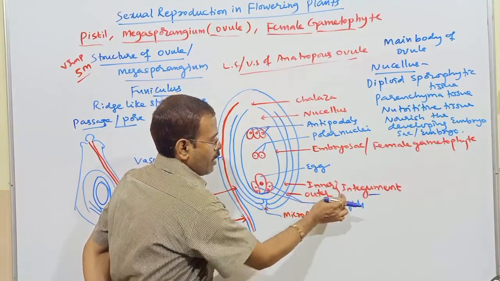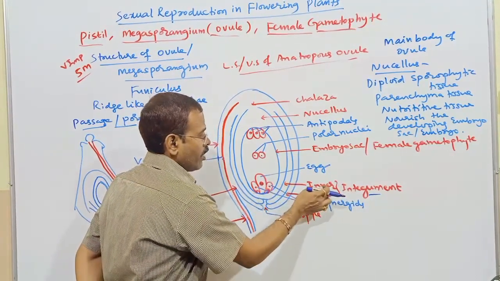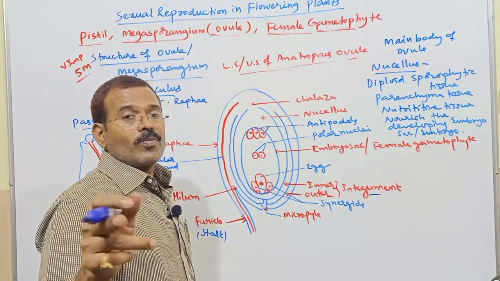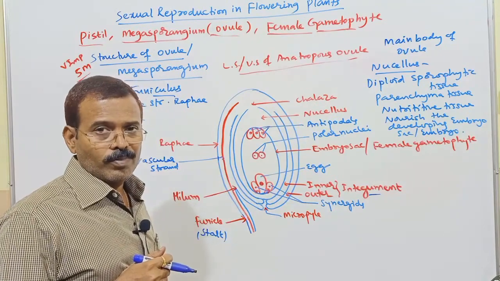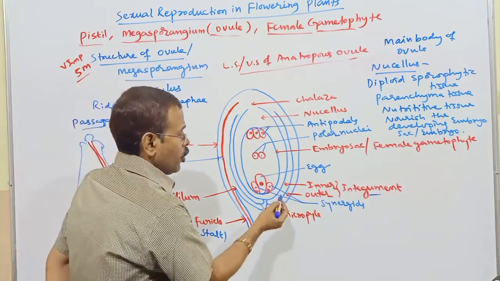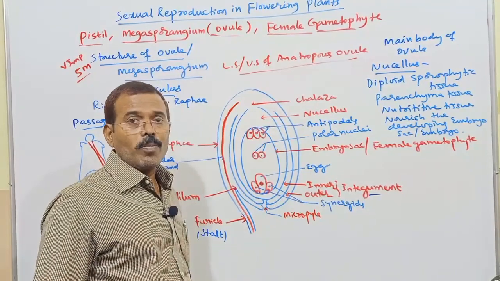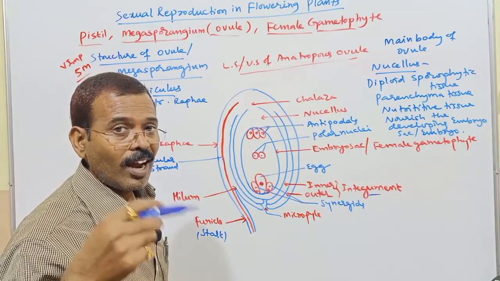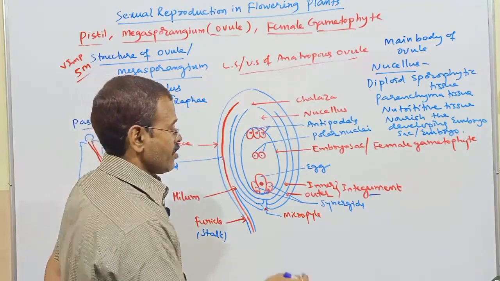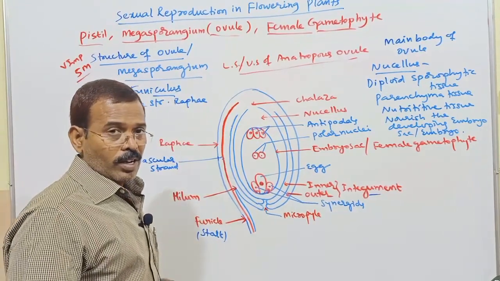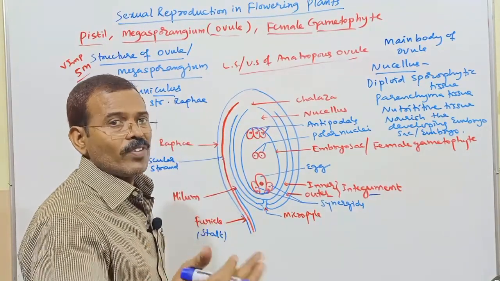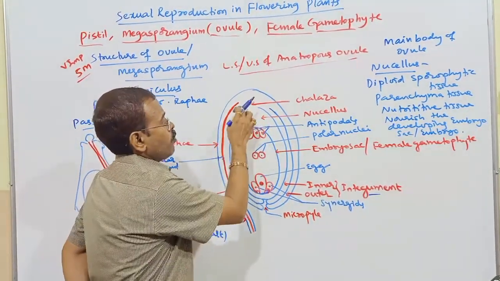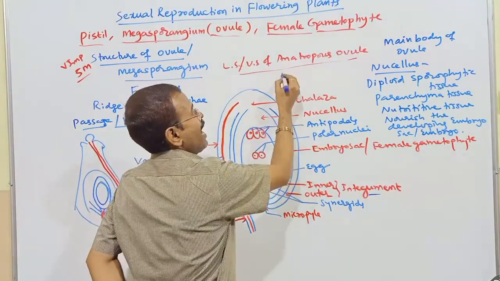Here two integuments are there. This is the outer integument, and this one is the inner integument. After fertilization the ovule will become a seed, and the outer and inner integuments become the seed coat: outer testa and inner tegmen. The place of origin of the integuments is the back region.